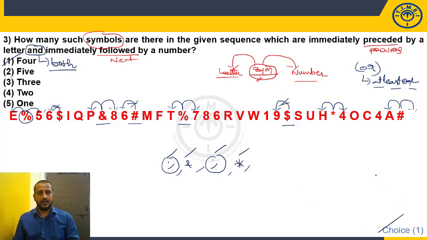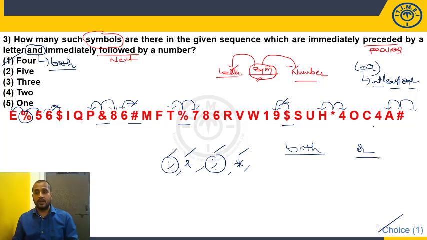I hope it is clear. And please understand the connective terms. Both or or. Both is nothing but satisfying both: immediately preceded by and immediately followed by. If it is or, it may satisfy any one of them, at least one. Either immediately preceded or immediately followed, and don't worry if it is both also.